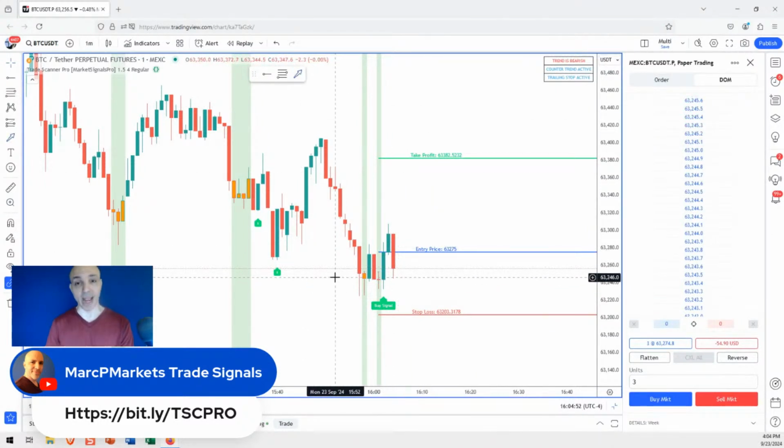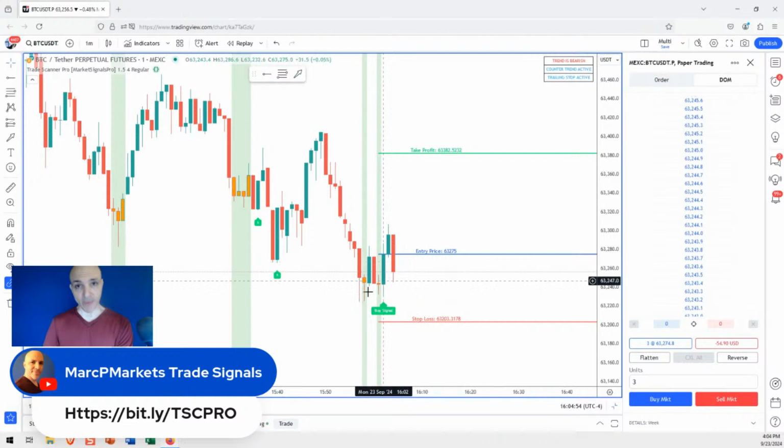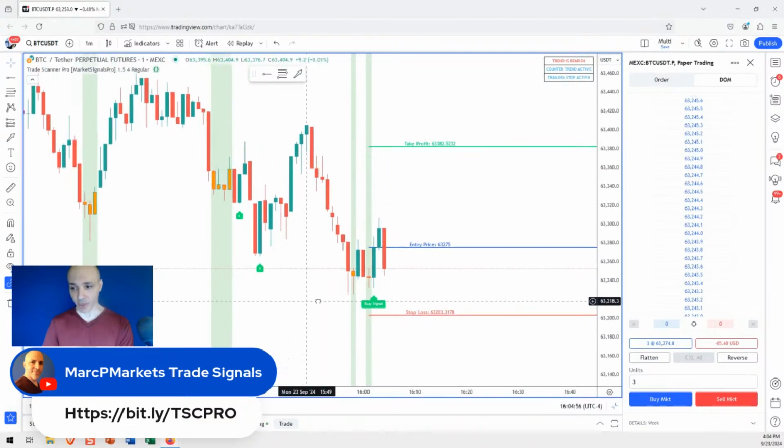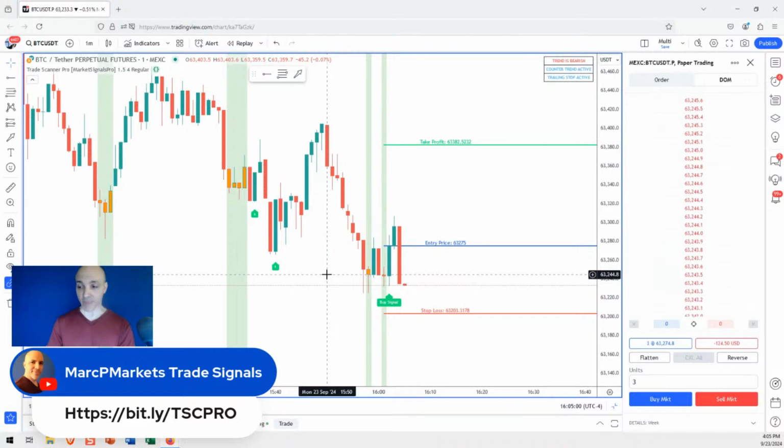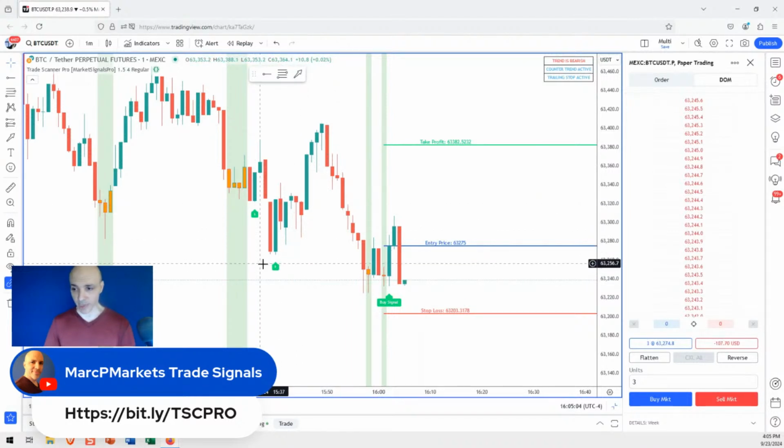Again, don't react. This is on paper, by the way. It's not real. I'm not going to trade real money at this time. But let this thing do its thing. If it stops out, okay, I get stopped out. It's very possible.